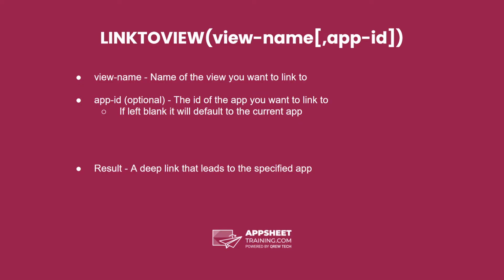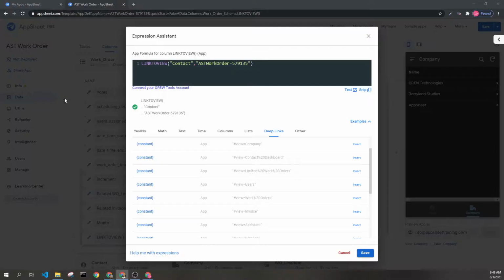It's important to know that the view you specify has to be within the app you specify in the second parameter. The result is a deep link that leads to the specified app and view. Let's look at an example.